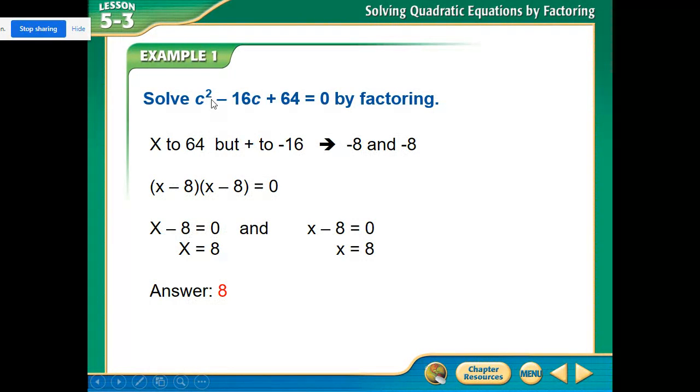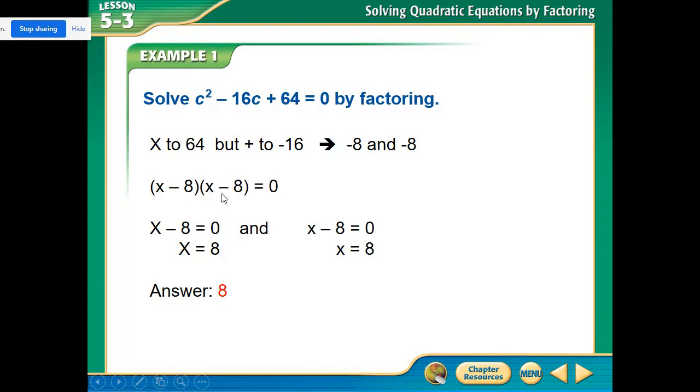All right, c squared minus 16c plus 64 equals 0. It already equals 0, so we're just going to do our multiply. So we want to multiply to 64, but add to negative 16. Well, there's a lot of combinations for 64. 1 and 64, 2 and 32, 3 doesn't go in, but 4 and 16, and we can keep going, but we do get negative 8 and negative 8. So it is possible to have the same numbers like this.